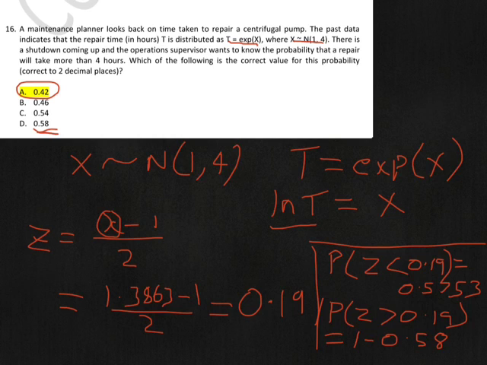So with these log normal ones, they look tricky, they're not tricky. All you have to do is, instead of plugging in the value that you're given straight away, in this case 4 hours, you take the ln of that value first, the natural log of that value, and then you've got a normal distribution that you can apply your Z table to.